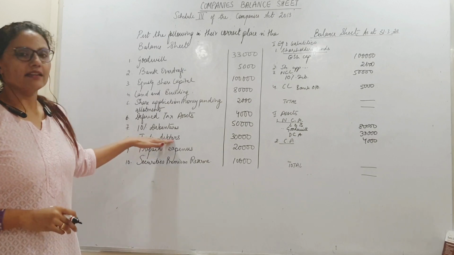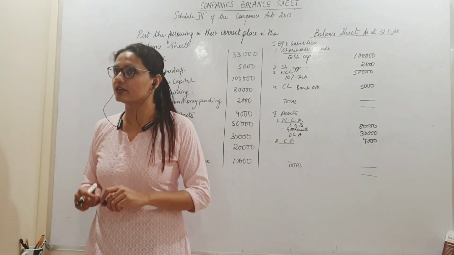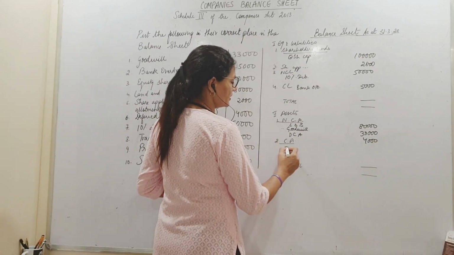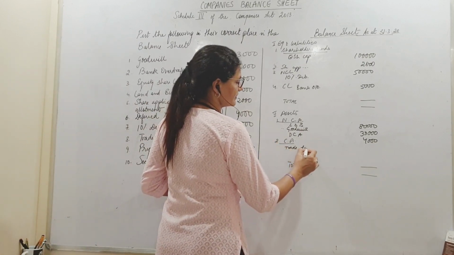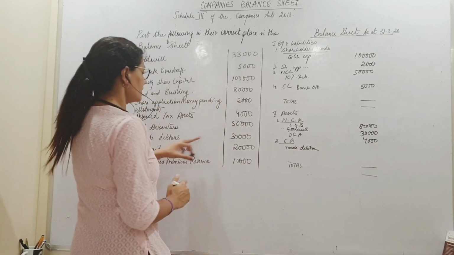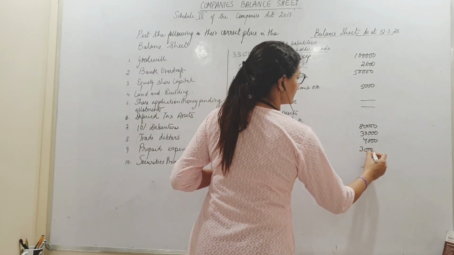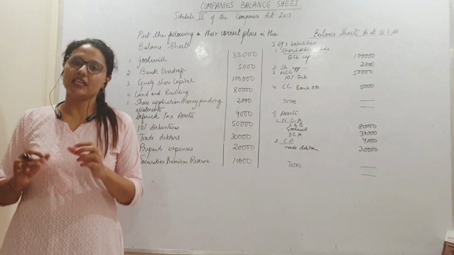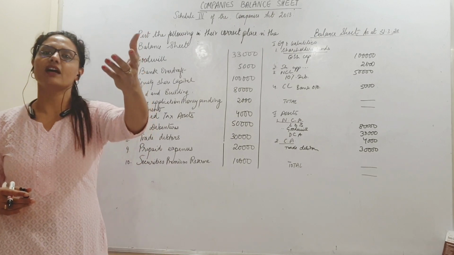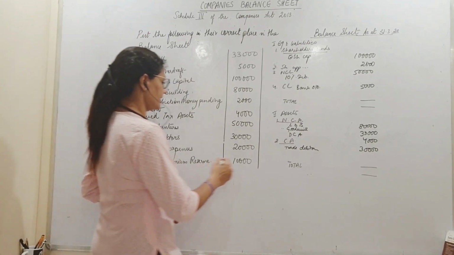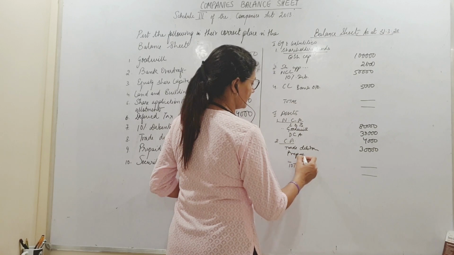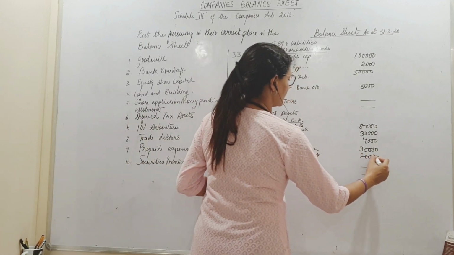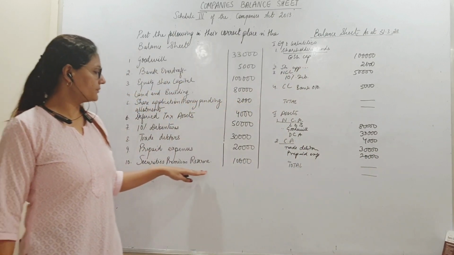Good. Trade debtors. Debtors are part of trade receivables. Trade receivables, assets, current assets. Okay. So here we have trade debtors. Trade debtors are 30,000. Great. Prepaid expenses. Prepaid expense. Expense you pay in advance. It's an asset. Of course, a current asset. So prepaid expenses will come here somewhere, 20,000. Okay. Then we have securities premium reserve.